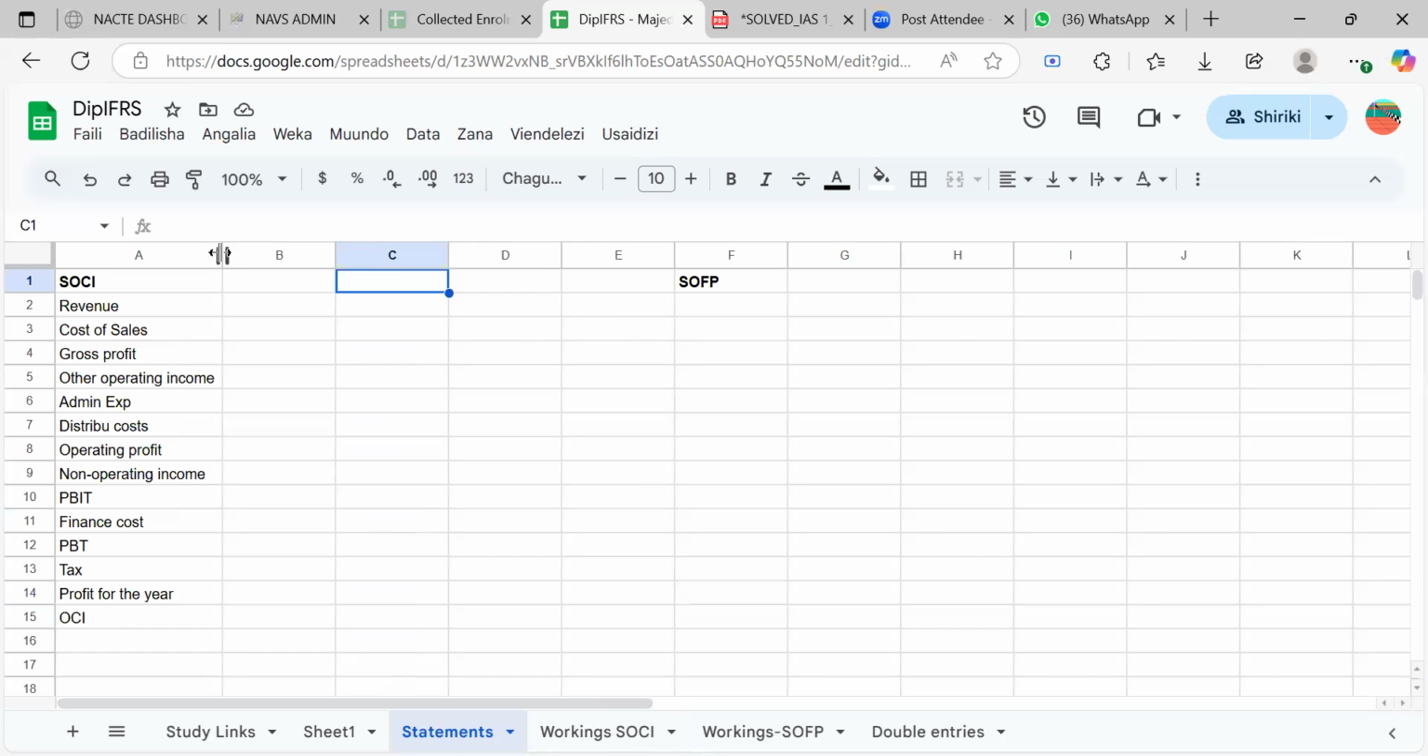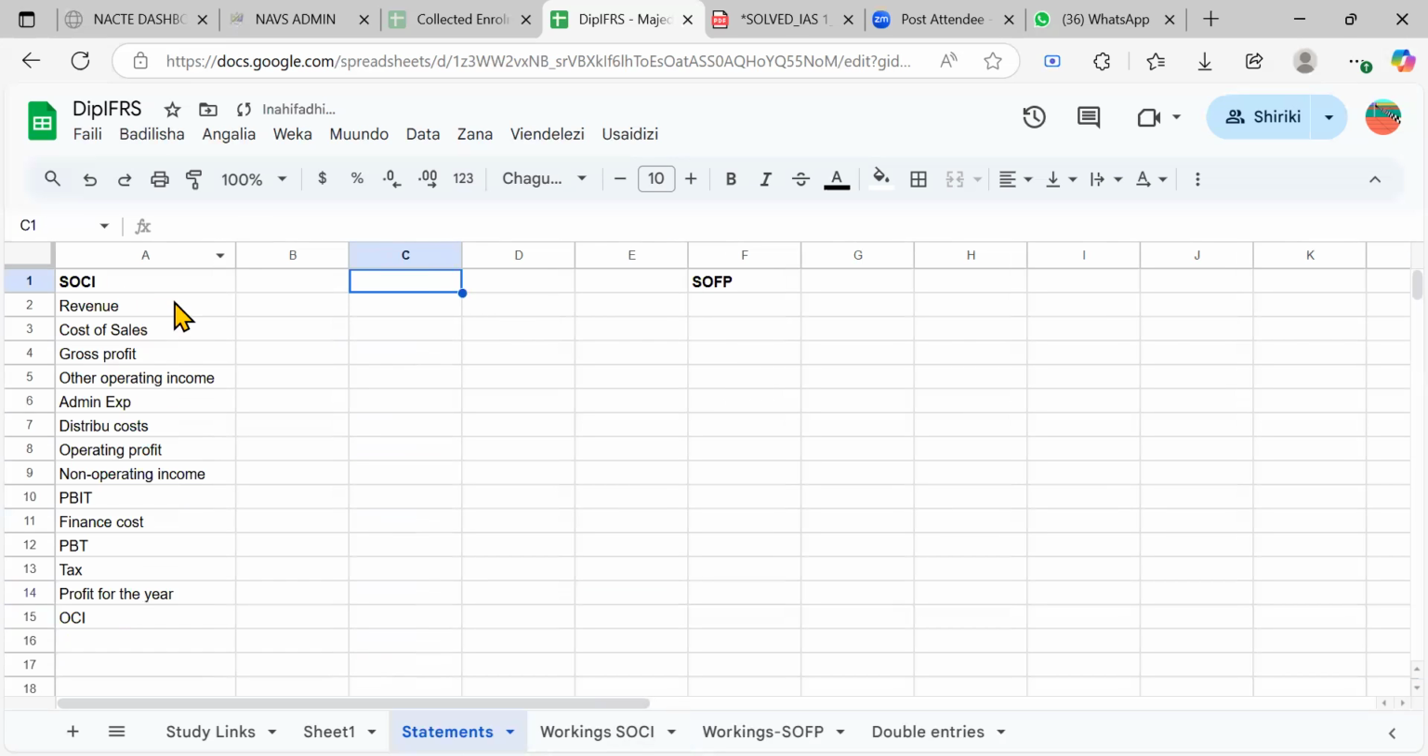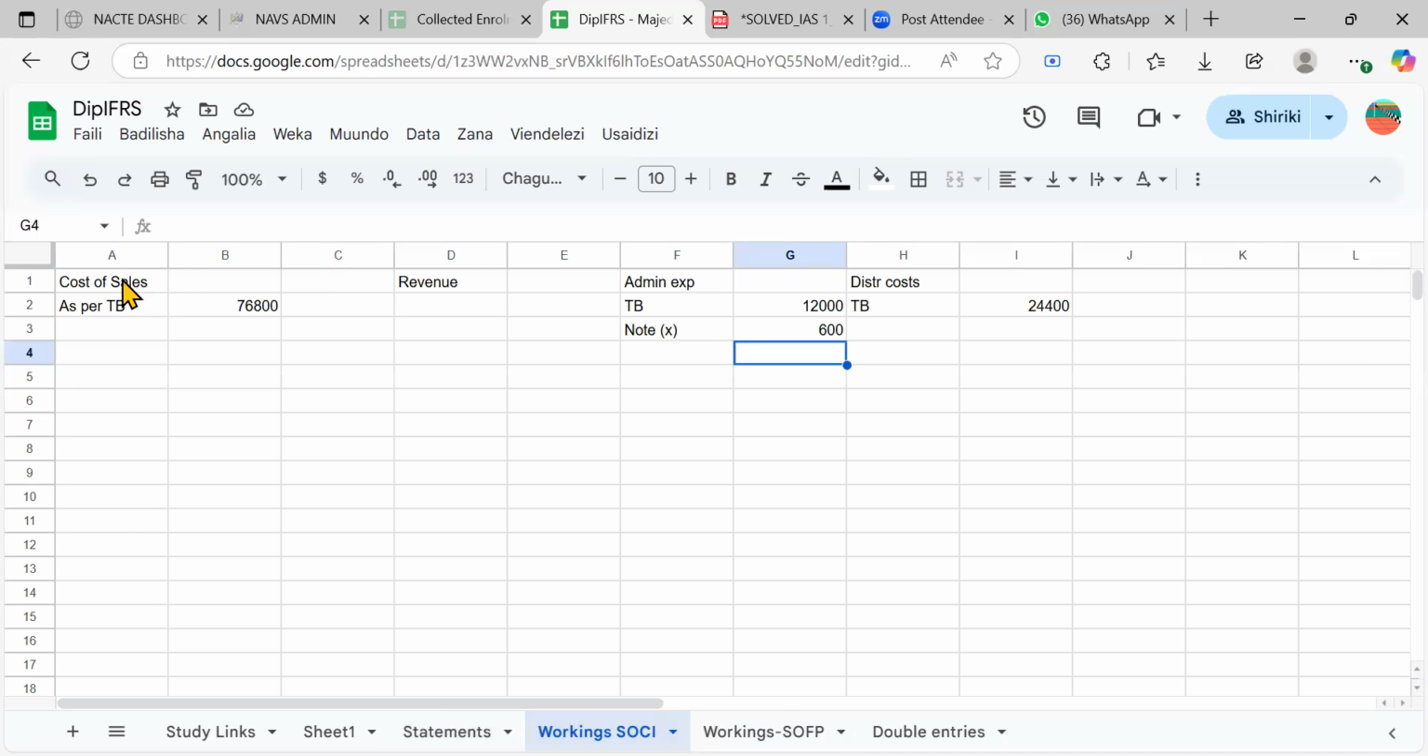That's why I told you that you need to understand this. If someone tells you cost of sales, it may not necessarily be the full cost of sales. You may have to do the adjustment. So instead of writing it there right away, that's why we are doing the workings. Here we have cost of sales, it is the same as here, and we are writing this figure.